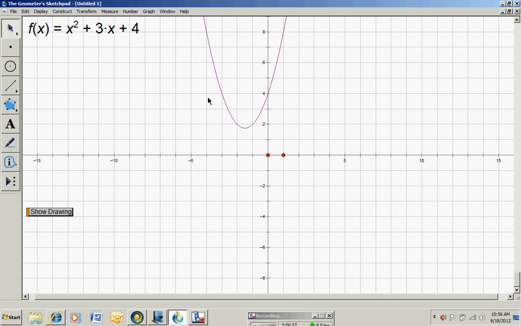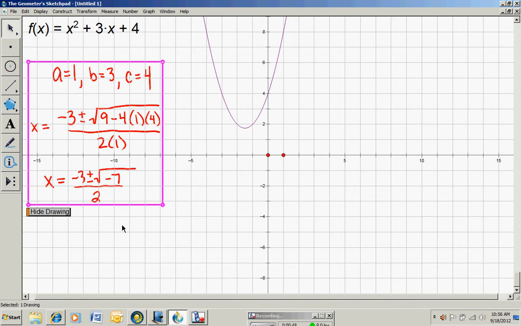You could also use technology to make the graph. But if you notice, this graph doesn't cross the x-axis. There are no x-intercepts. We'll take a look at the quadratic equation and how that shows us that we'll not have any x-intercepts. Using the quadratic equation, we know that a is 1 because the coefficient on the x squared is 1. B is 3 because the coefficient on the x term is 3, and the constant c is 4.